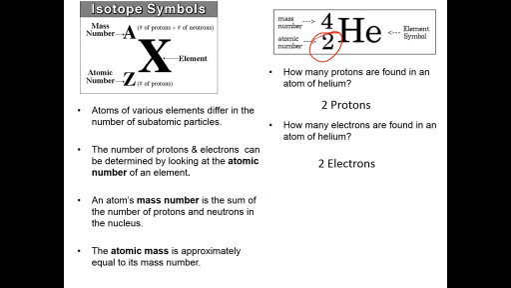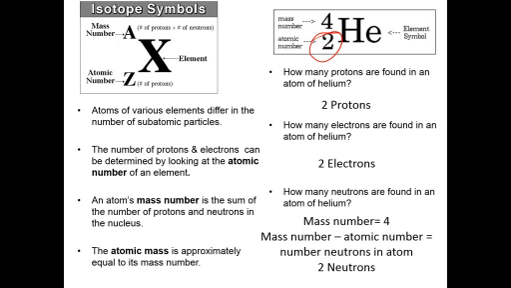Now, what about those pesky neutrons? Since the mass number is the number of protons plus the number of neutrons, what you do is take 4, which is your mass number for helium, minus 2, which is your atomic number, and you're left with the number of neutrons, which is 2.